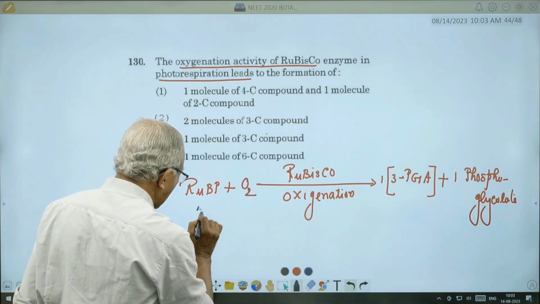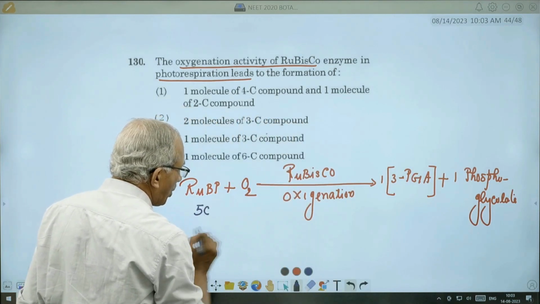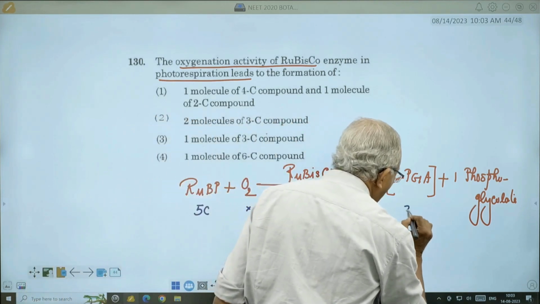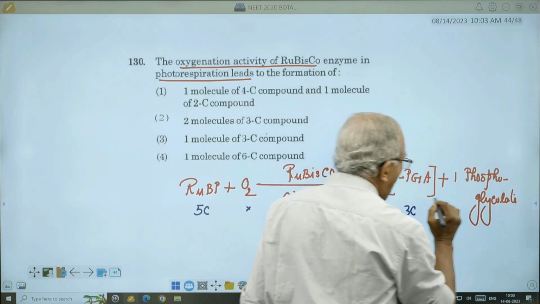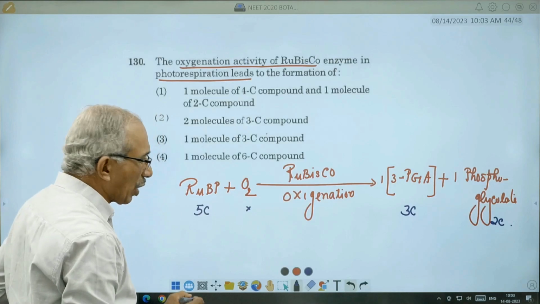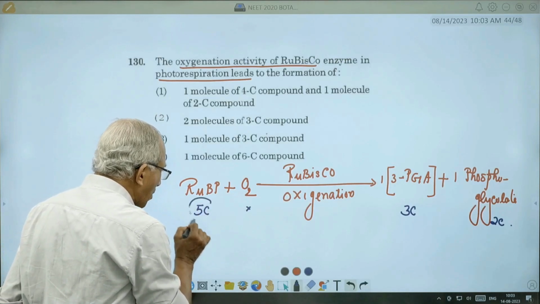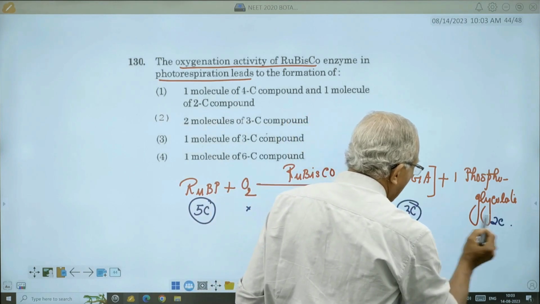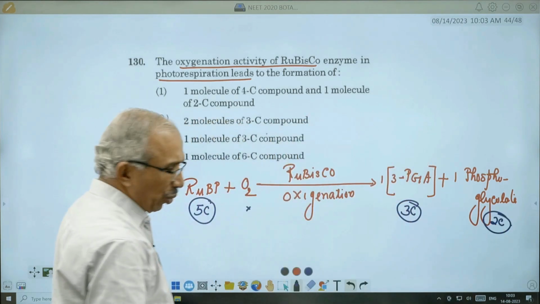RuBP is a 5-carbon compound. There is no carbon atom in oxygen. 3-PGA is a 3-carbon compound. Phosphoglycolate is a 2-carbon compound. That is, the 5-carbon compound RuBP is converted into a 3-carbon compound and a 2-carbon compound.